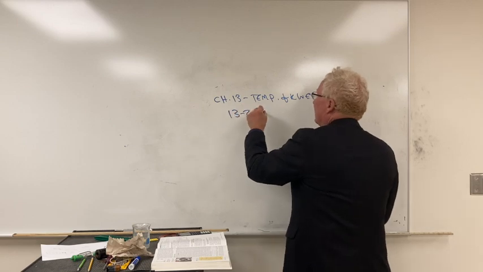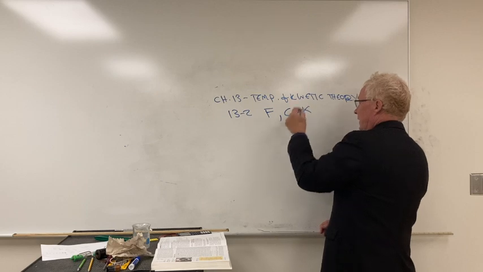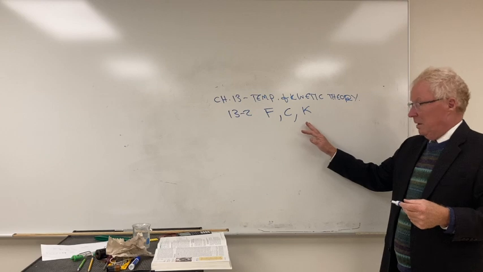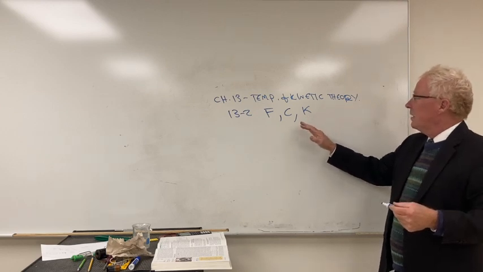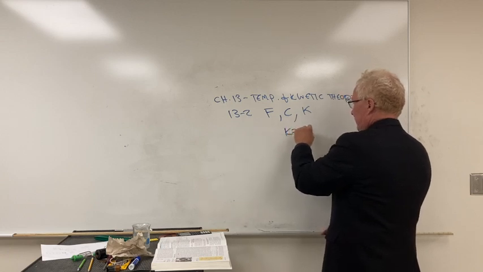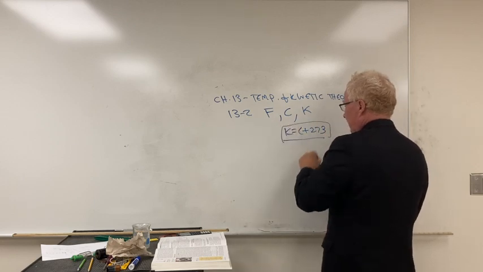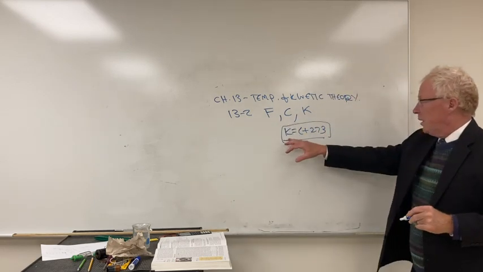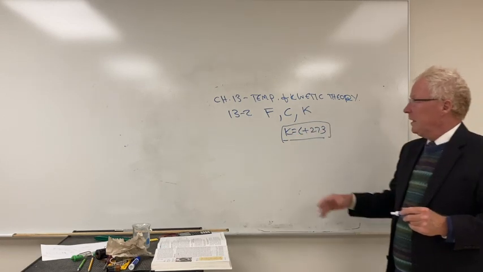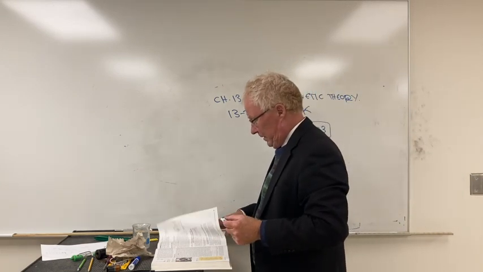Temperature scales: Fahrenheit scale, Celsius scale, Kelvin scale, and the relationship between all three of these. The fact that Kelvin is Celsius plus 273 is primarily what we're going to be using here. When we do the gas laws, we use the Kelvin scale. For other things, we use the Celsius scale. And what we use in America is the Fahrenheit scale. Okay.